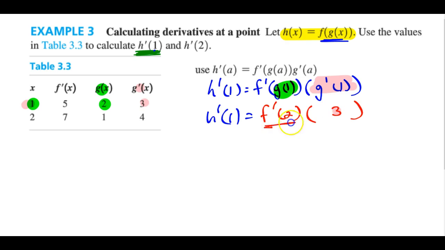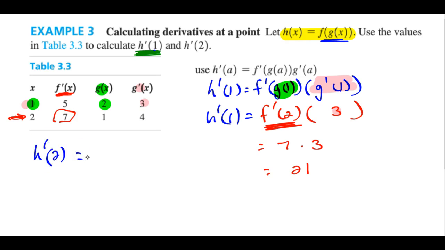Then I'm going to try to find f prime 2 from my chart. So there's f prime. I'm down here at the 2, so that must be the 7. And 7 times 3 is 21. And then you could repeat this process for h prime 2.